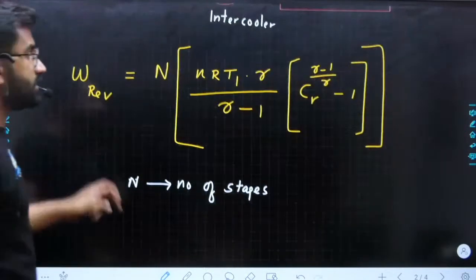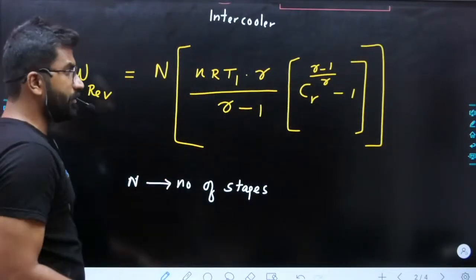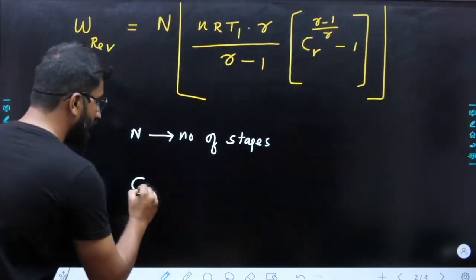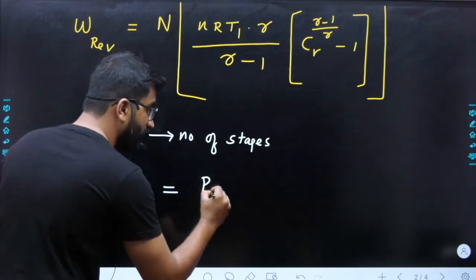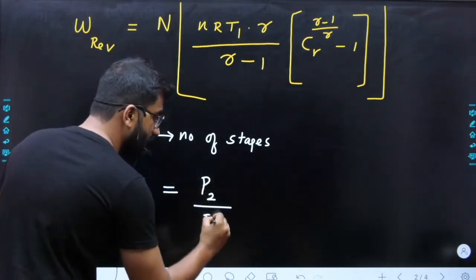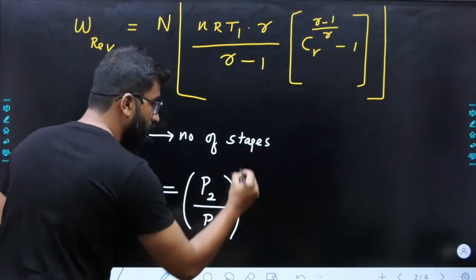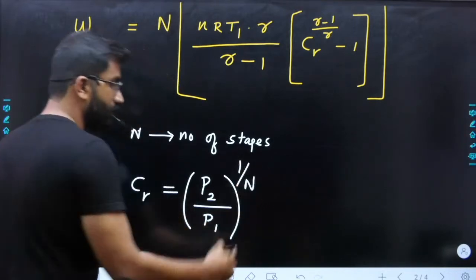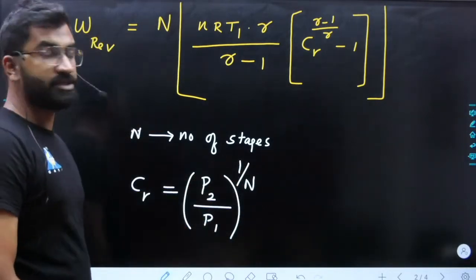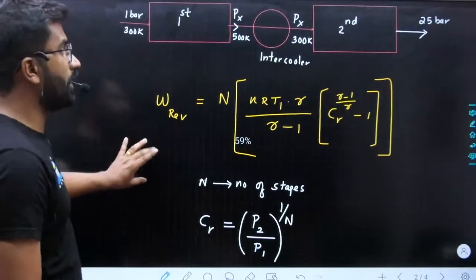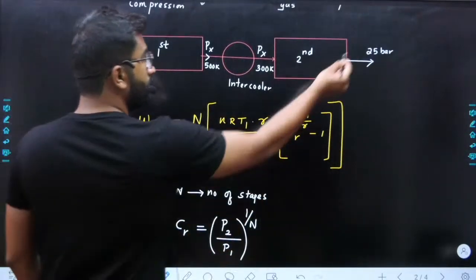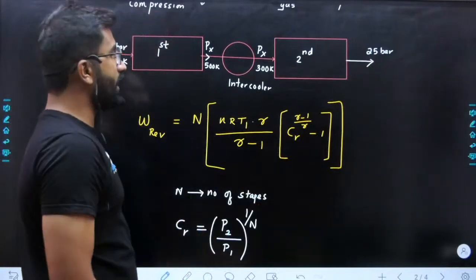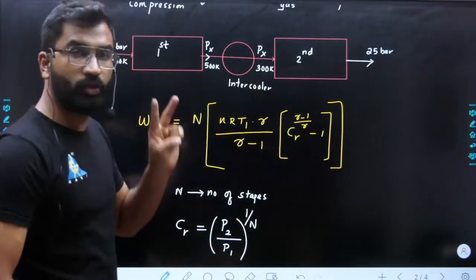So you can see gamma is, you know, CP by CV. What is CR? CR मैंने अभी जो बार सेशन में भी बोला था. CR is equal to your final pressure divided by initial pressure power 1 divided by n, where n is the number of stages. So इस question के लिए CR क्या होगा? What will be the CR for this case? It will be P2 is 24, P1 is 1, power 1 by 2, क्योंकि only 2 stages are there.